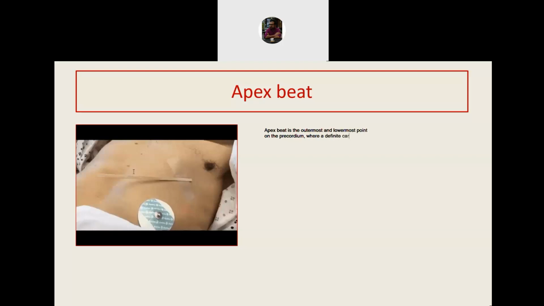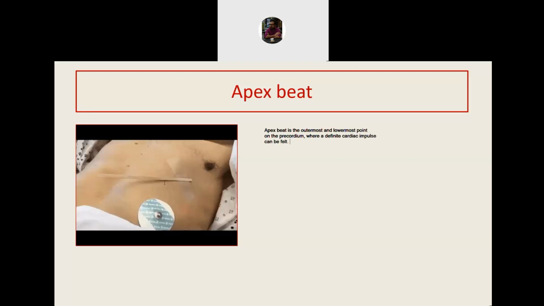So apex beat is the outermost and lowermost point on the precordium where a definite cardiac impulse can be felt. So the cardiac impulse must be definite and not vague.